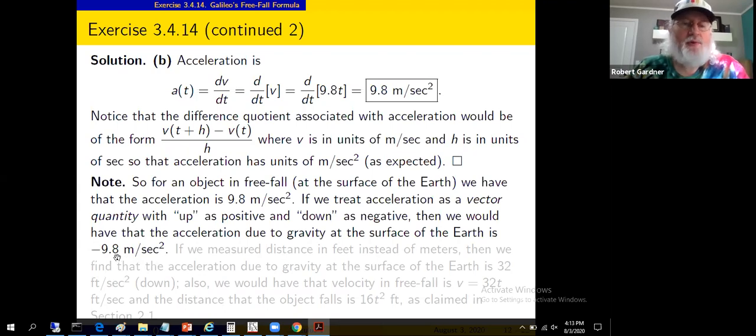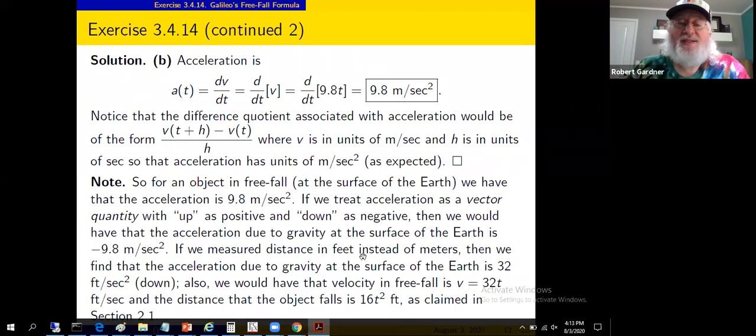But you're prone to see these negatives pop up in the equations of motion, and we'll do it here shortly. If we measure distance in feet instead of meters, then the acceleration due to gravity at the surface of the Earth is 32 feet per second squared down, or if you like, negative 32 feet per second squared. And if we measured distances in feet, we'd find that velocity is 32t, and that distance is 16t squared. The distance an object falls in a time t is 16t squared. Hey, that's exactly the same formula we had in section 2.1, this 16t squared thing, when we talked about average rates of change back in the beginning of chapter 2. So that's where that Galileo formula comes from, by the way.